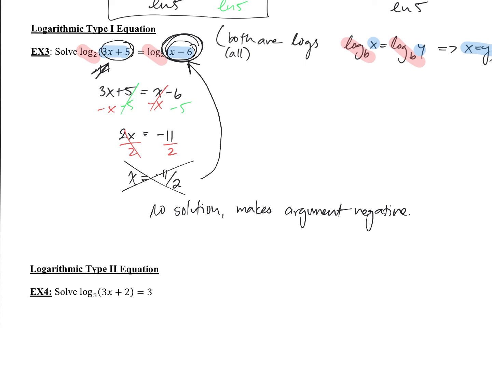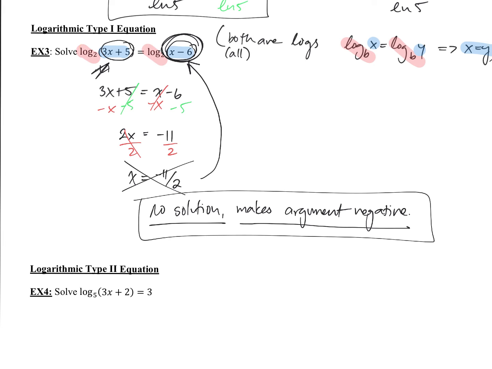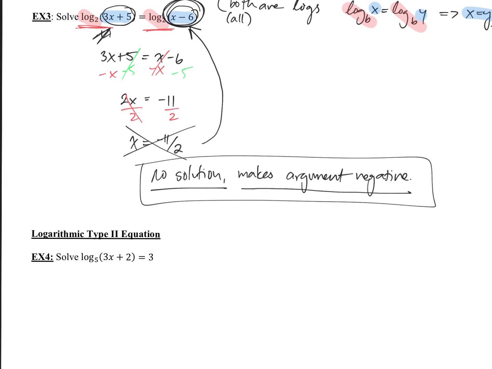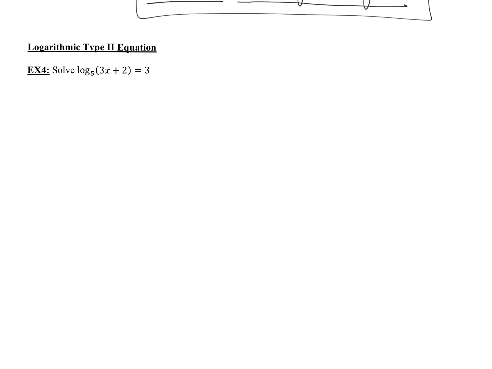Once again, provide the answer and then provide your reason for saying there is no solution. I do look for both of those things. All right, well that was pretty easy. When you have only two logs, it's pretty simple. Just go ahead and equate the arguments. So now let's take a look at the type 2. Well, the type 2 is you have something that's not a log.